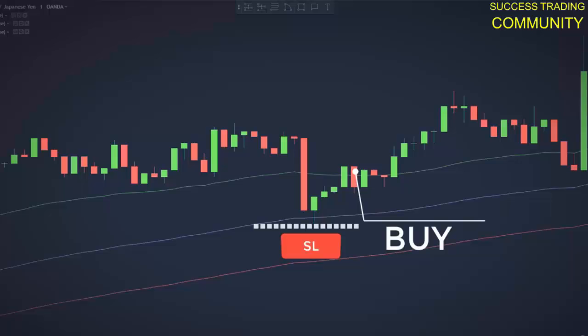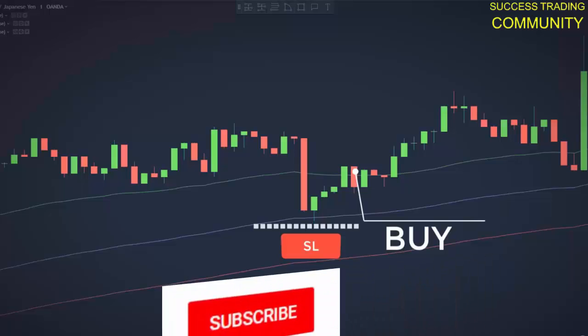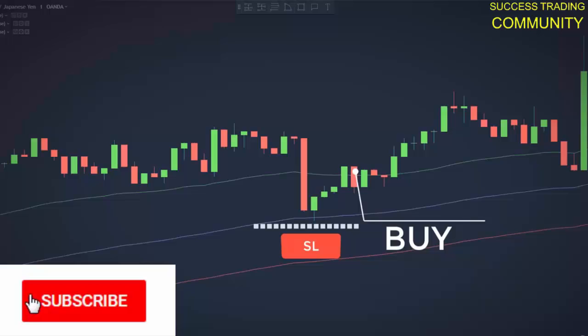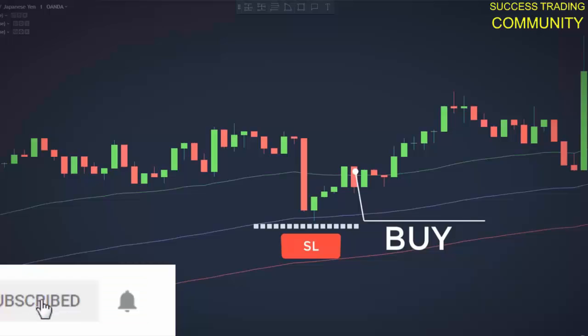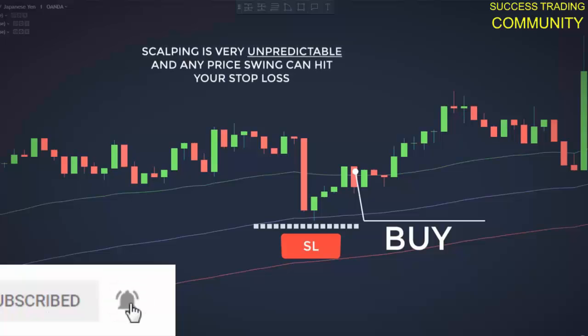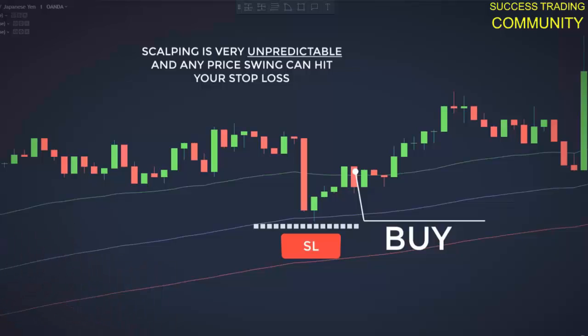You will get stopped out a lot at break even, but from my experience it's better to have 5 trades in a row with 0 profit than 5 losing trades. That's the ugly face of scalping. It's very unpredictable and any price swing can hit your stop loss. That's why I look to play the break-even trade when I'm 5 or 6 pips in profit.